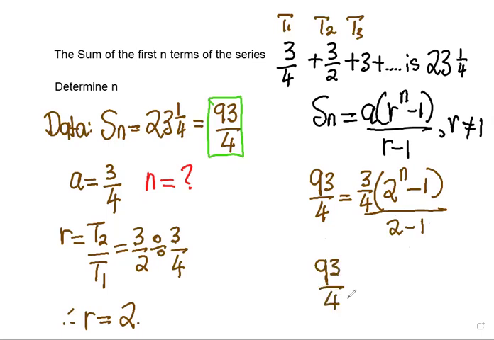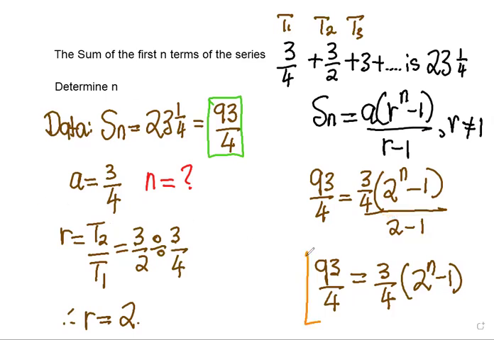93 all over 4 is equal to, remember this can be written as what? This will be written as 3 over 4 into 2 to the exponent of n minus 1. Because when you check this one, on the denominator it is 2 minus 1. Now 2 minus 1 is going to be 1, right? So it's not going to affect us.